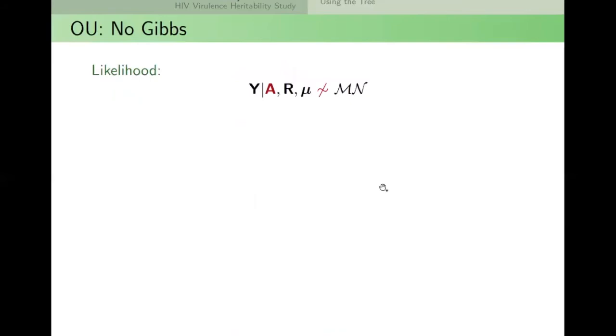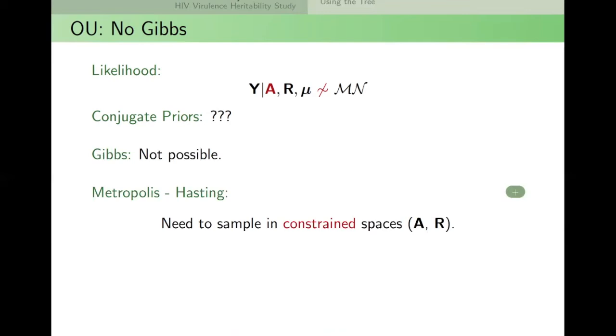So the problem with the Ornstein-Uhlenbeck is that you don't have this nice form for the distribution. So you can't write conjugate priors. At least I can't write conjugate priors. Maybe you could, but I couldn't find any. So you can't do Gibbs. And so you have to go back to a standard Metropolis-Hastings, so a random walk.